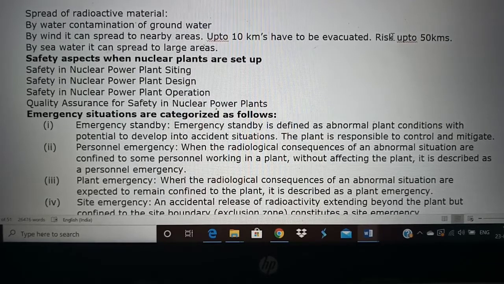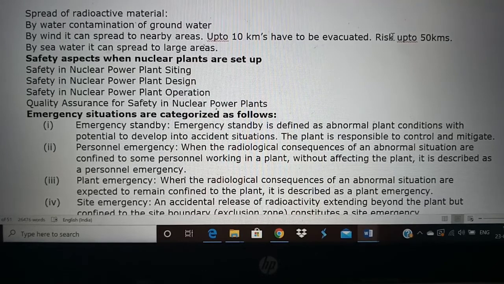So how does this radioactive material spread when there is a nuclear accident? It contaminates the groundwater, or it can spread by wind to nearby areas, and if it is near the sea, it can spread by seawater also. For example, in the example which I gave, Chernobyl, by wind it spread to the nearby countries also. So that is the seriousness of the risk.